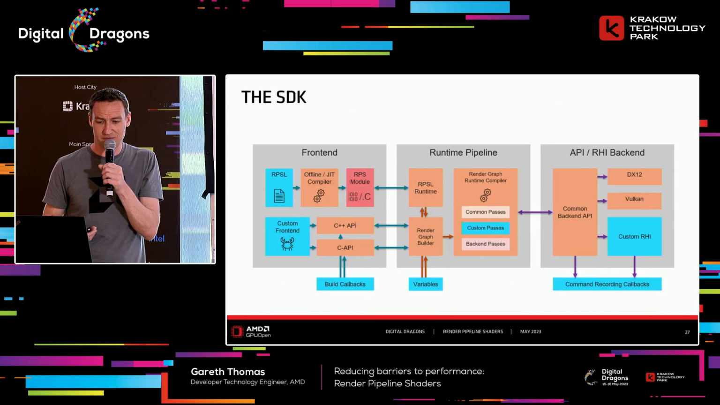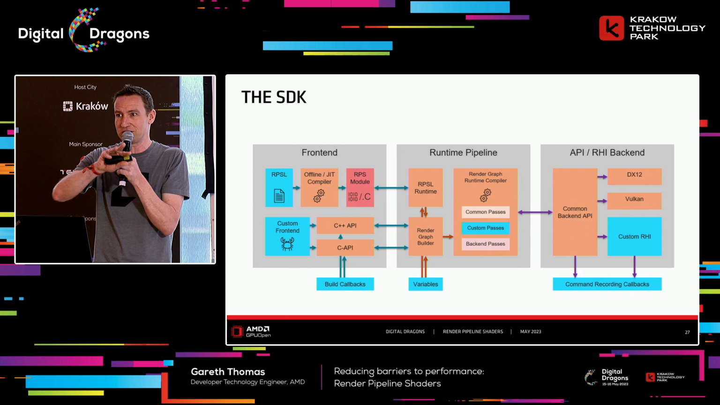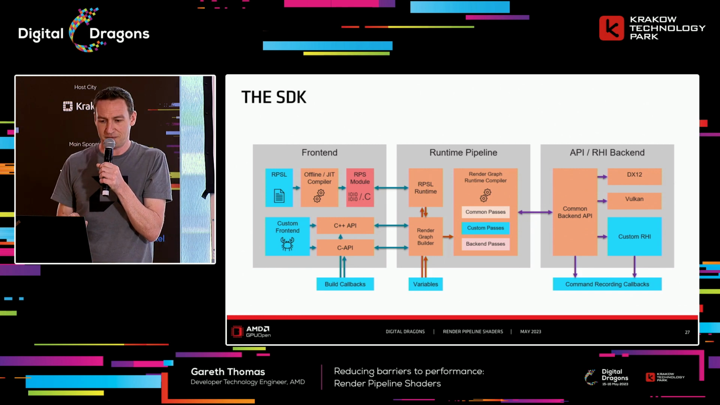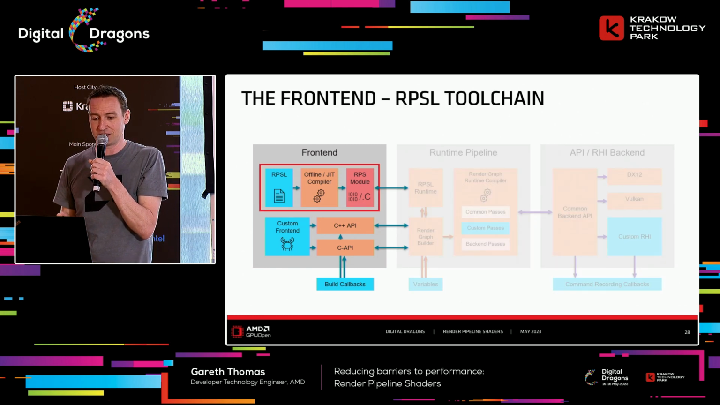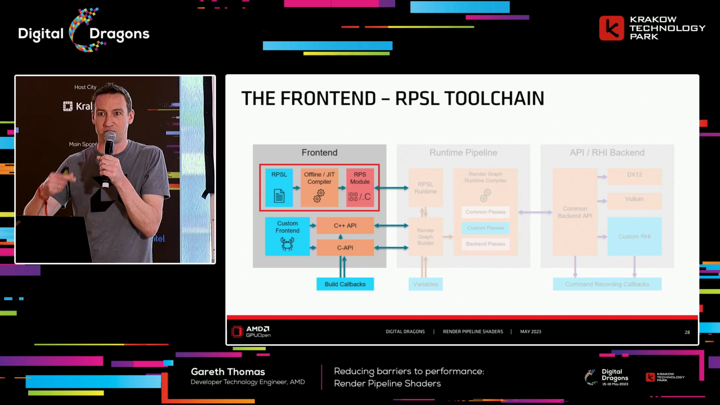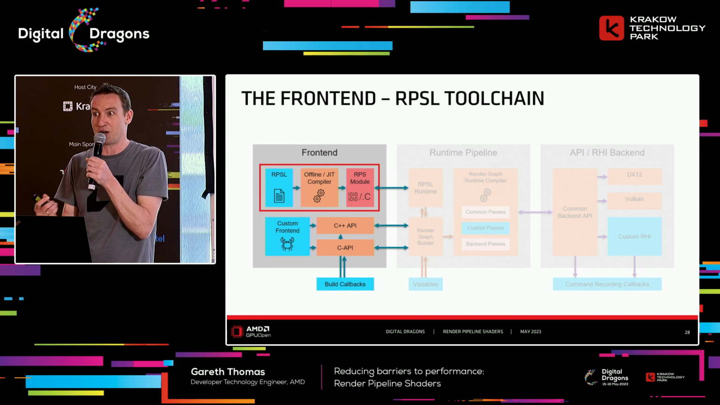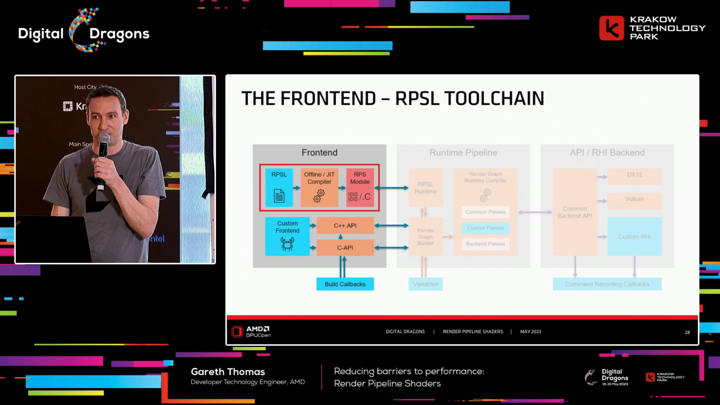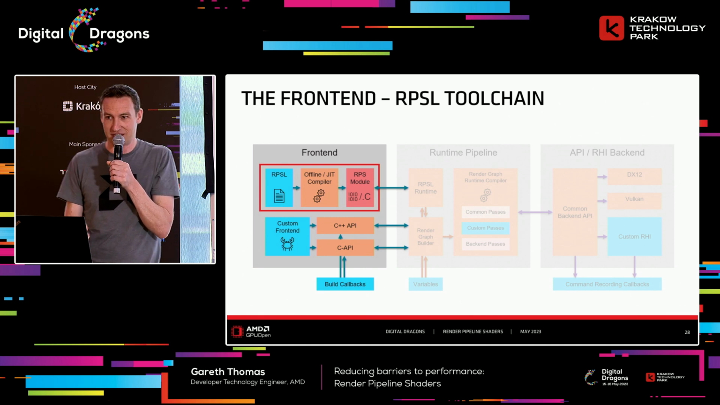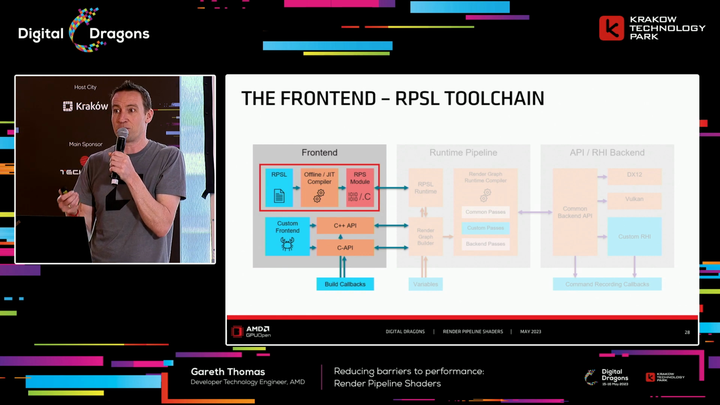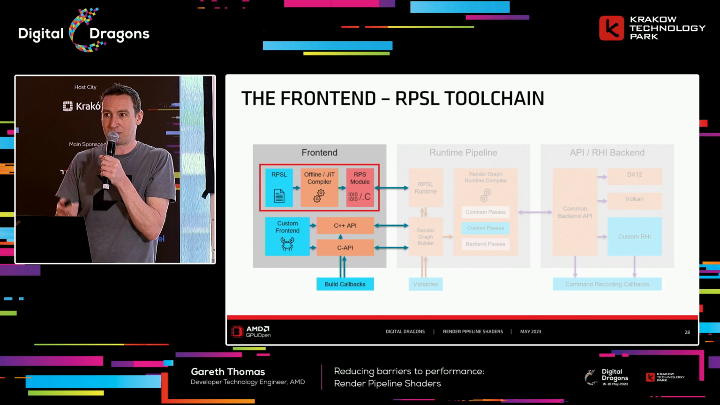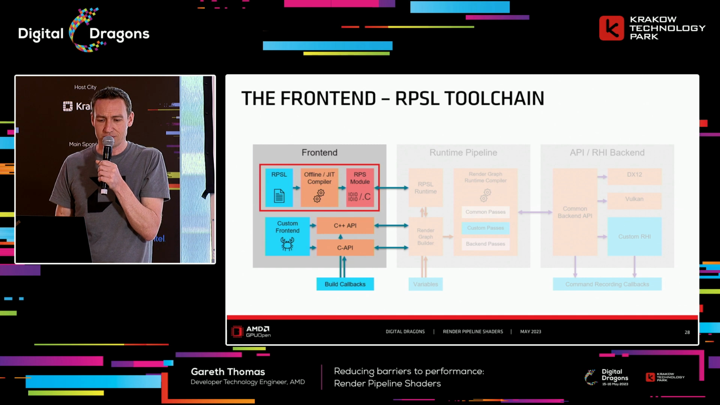In terms of the SDK itself, it's kind of split into 3 bits. The first bit is like your front end. So to describe the render graph, we've come up with this language called RPSL. It's very much like HLSL. It's familiar stuff, and it even uses the DXC compiler, a modified version of that. And it basically outputs .c sort of modules.